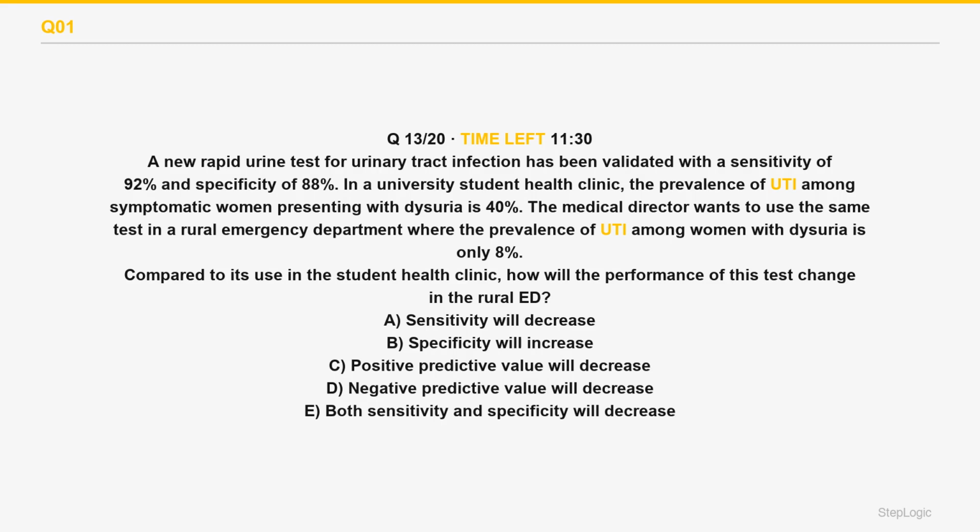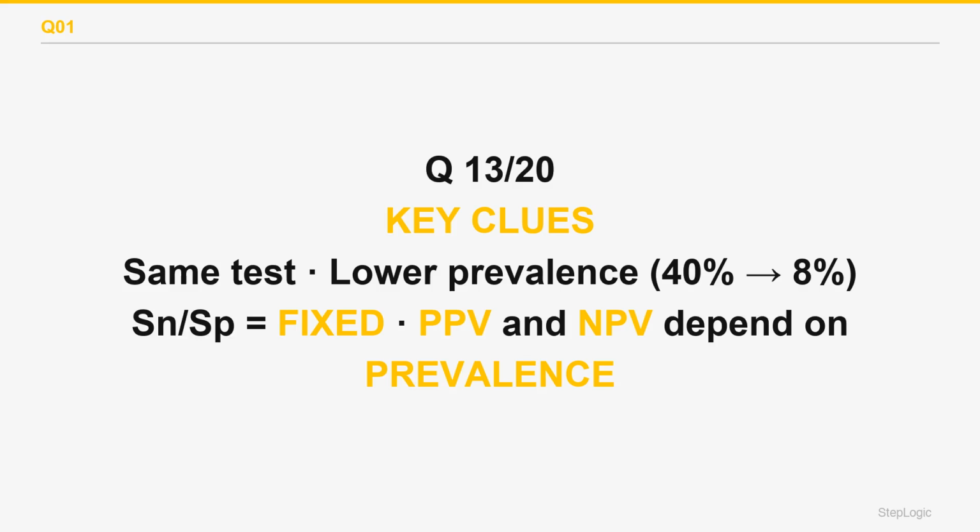Read the command. How does test performance change with lower prevalence? Same test, different population. The sensitivity and specificity are fixed. They are properties of the test. What changes with prevalence is predictive values. In the rural ED with lower prevalence, most women with dysuria do not have a UTI. When you run a positive test in a low prevalence population, the proportion of true positives relative to false positives drops. PPV decreases. Conversely, most negative tests are truly negative. NPV increases. Sensitivity and specificity are intrinsic to the test. They do not change based on who you test.